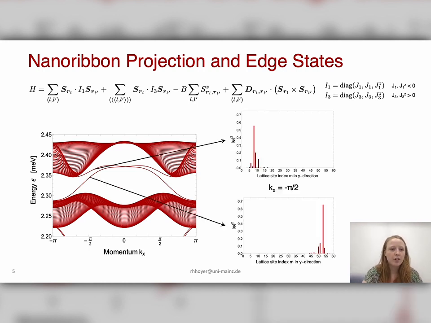This means that they live on the left and the right edge of our sample, which can be seen here in terms of probability amplitudes. The edge states are a genuine quantum effect, since the bound states disappear in the classical limit, and with them the topological chiral edge states.